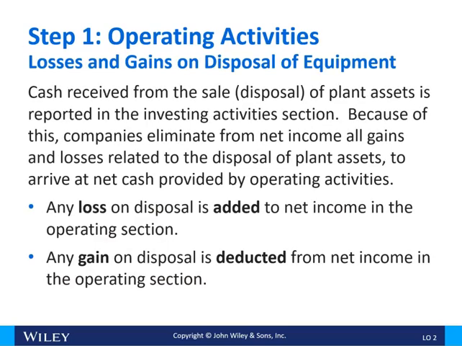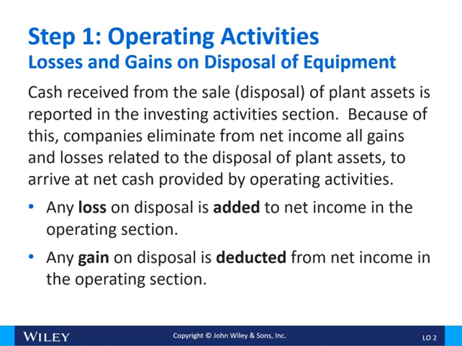Losses and gains on disposal of equipment. So the cash received from that sale is reported in the investing section. Because we do that, we eliminate from net income all gains and losses related to that disposal, so that when we're talking about cash provided by operating activities, that gain or loss is not really an operating activity, so we adjust that.